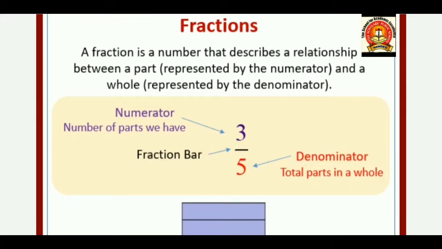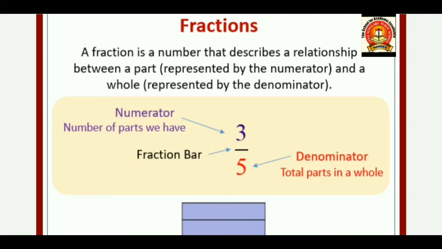Now we'll see fractions through an example. A fraction is a number that describes a relationship between a part represented by the numerator and a whole that is represented by the denominator. Suppose, for example, I want to say 3 parts out of 5. So I am going to write 3 by 5. 3 is the number of parts that we write in the numerator, and 5 is the total parts in a whole that we write in the denominator.